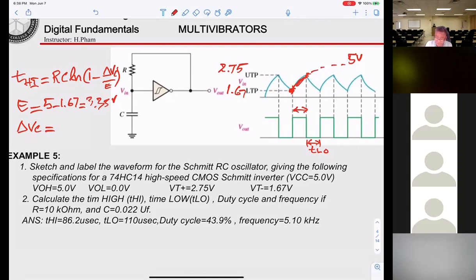We're trying to reach this five. And what is the delta VC? 2.75 minus 1.67. Perfect. That's 1.08. So when you do the calculation, if you get the high as 86.2 microseconds, it doesn't mean you get the right answer.